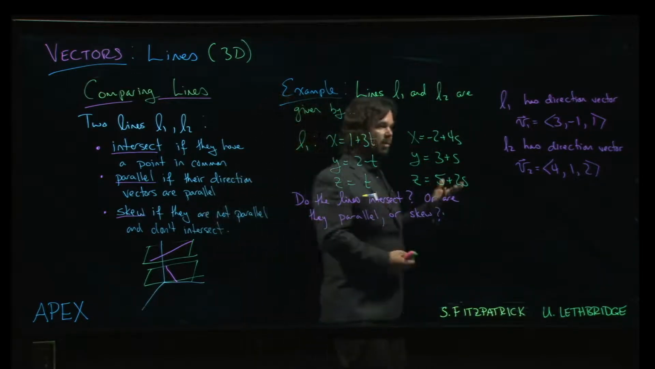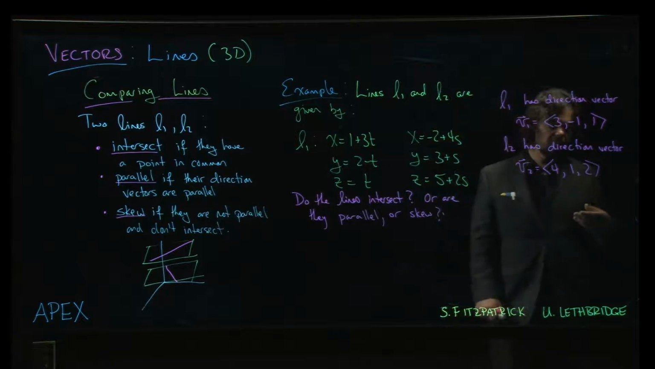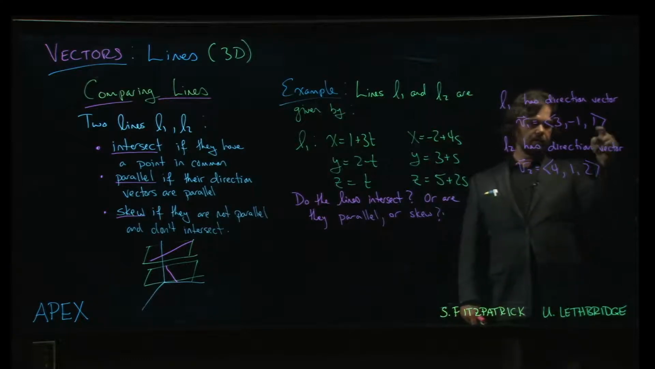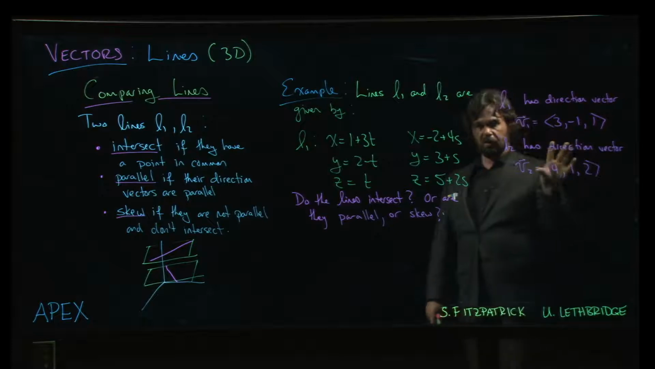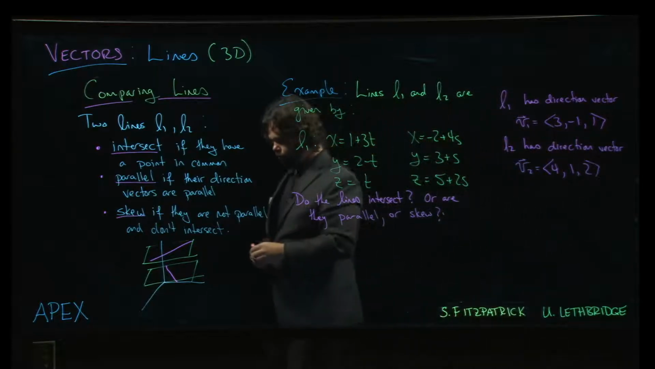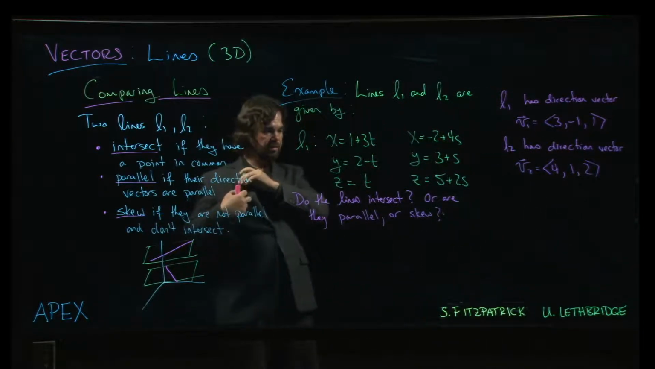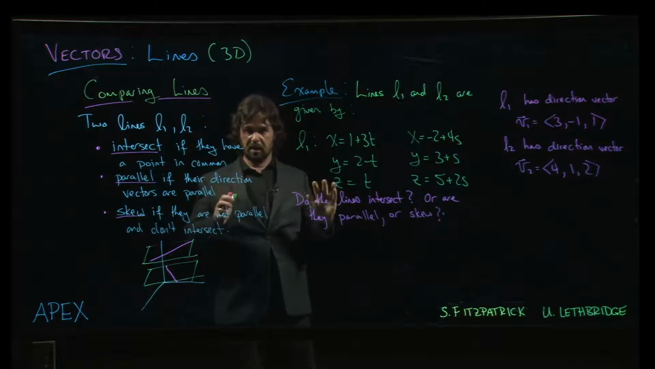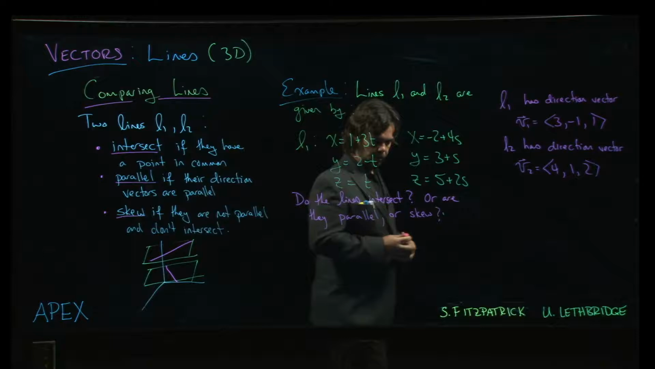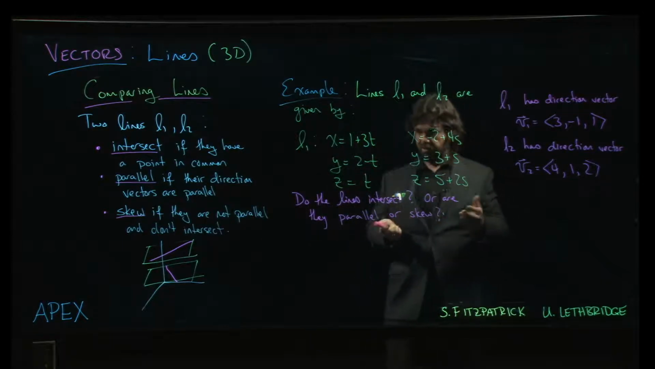Because to be parallel, one would have to be a scalar multiple of the other. In particular, we see that 1 has to get doubled to get to 2, right? But this one is not 2 times minus 1, right? So they're not scalar multiples. So they can't be parallel. So we've ruled out the possibility that they could be parallel. So now we move on to intersection. We look for a point of intersection.